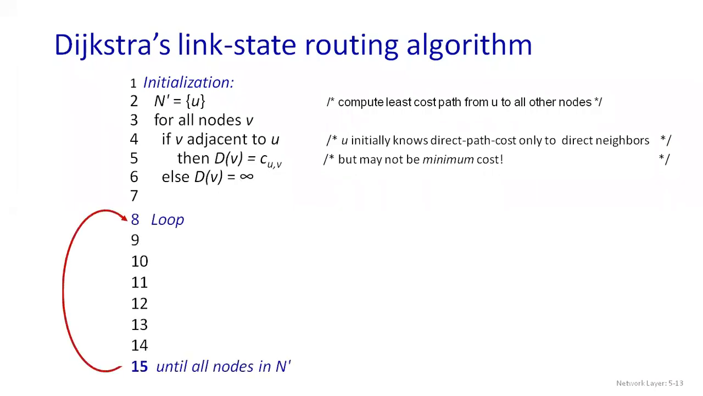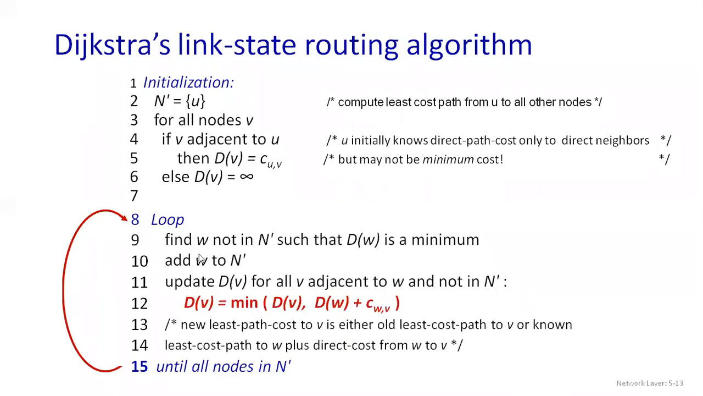Now next you have some loop. We have some lines also. Then you have the loop which you are going to continue till the process of n value gets over. Now here what you are going to do, you have to find out the weight, the cost or weight you can say, such that D of W will be minimum. If it is a minimum, then we are going to add it to our N dash.